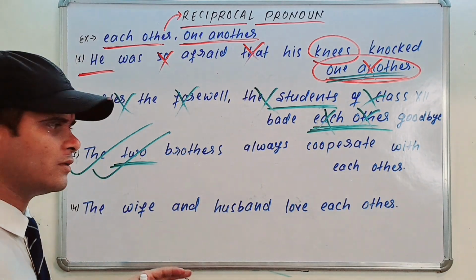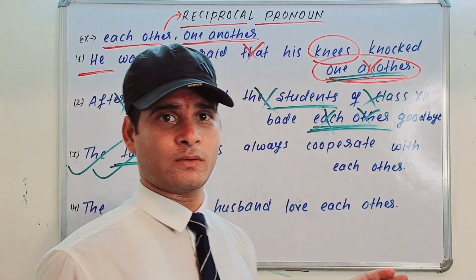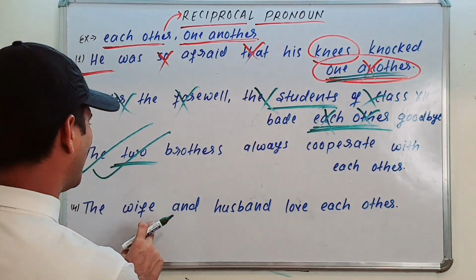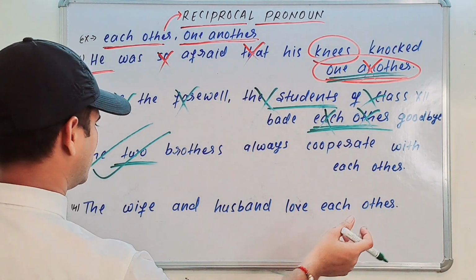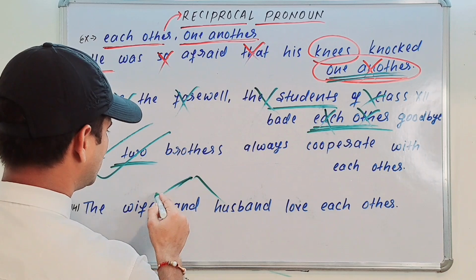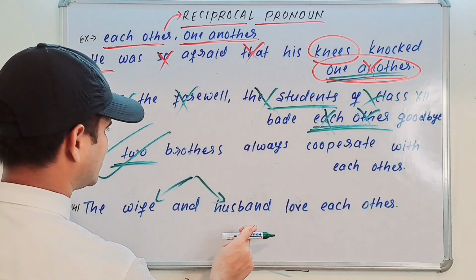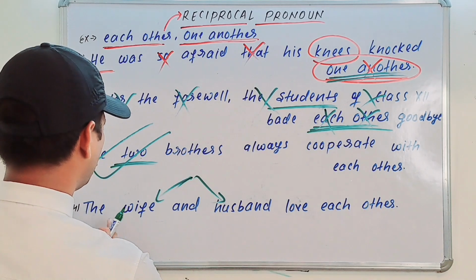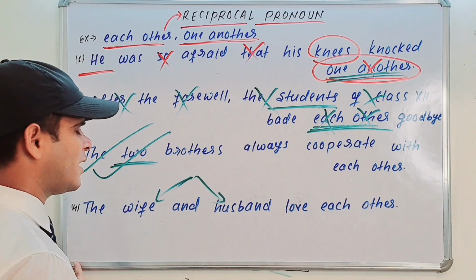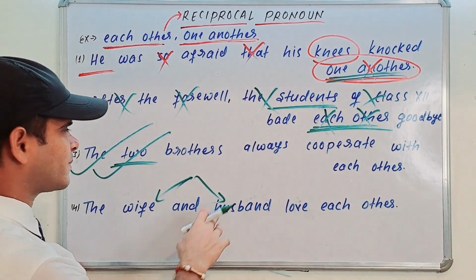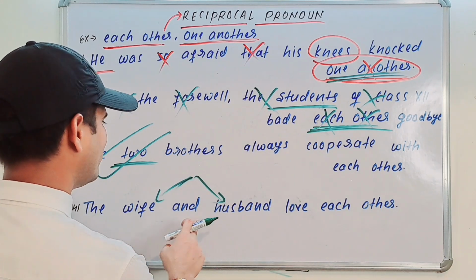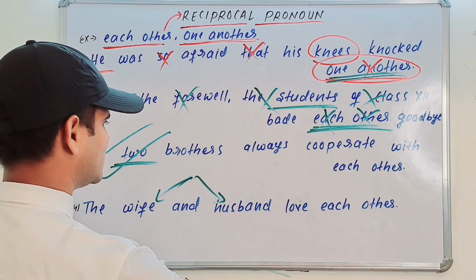So comment down below, the last one is right or wrong. This is only for you, my dear students. Here see, the wife and husband love each other. The wife and husband, they are only two in numbers. Comment down below. I will select who is right. This sentence is right or wrong.